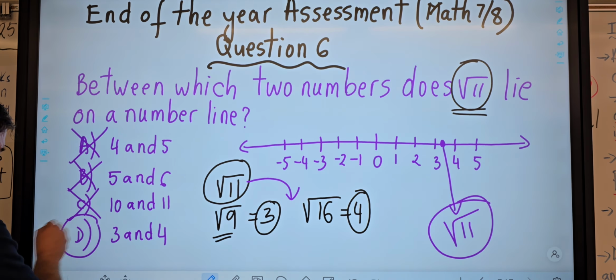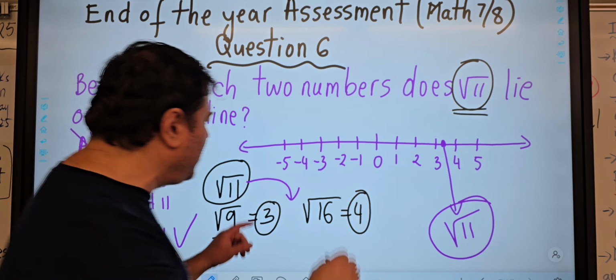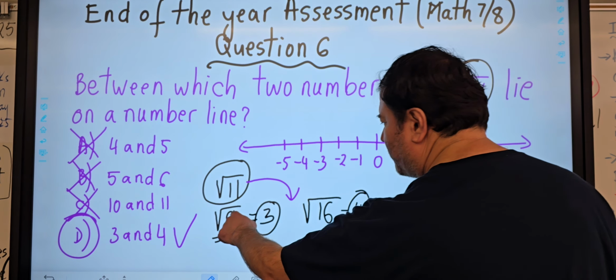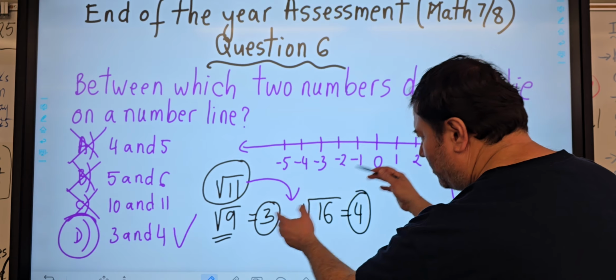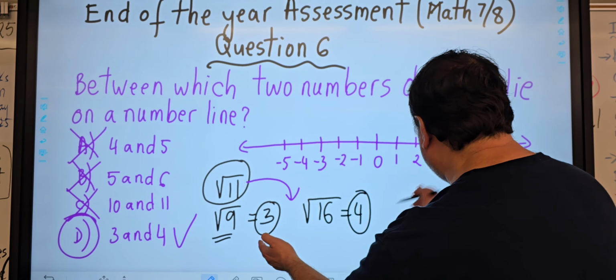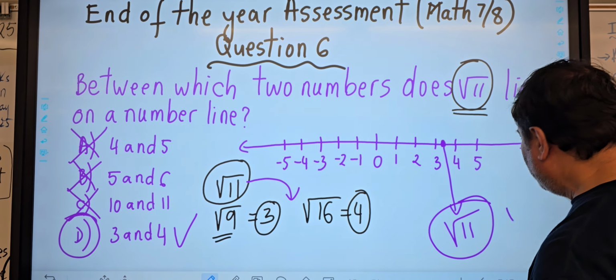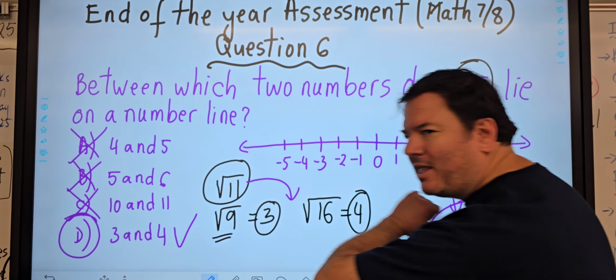But yes, between 3 and 4 is the answer because we just proved it, right? The square root of 9 is 3, which is closer to 11, and the square root of 16 is 4. So between 3 and 4, right there on the number line. So that's our answer, 3 and 4.